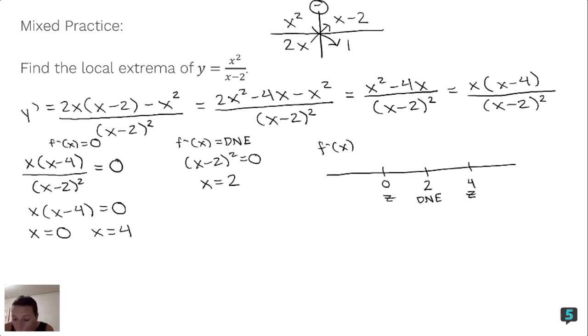Positive, negative, negative, positive. Sounds good to me. Give me a thumbs up in the comments if you agree. Great, Cammie. Everybody else on board too?